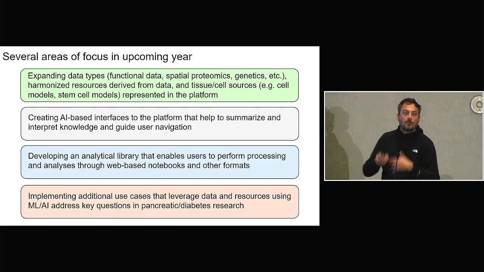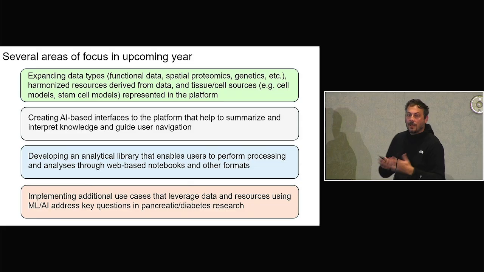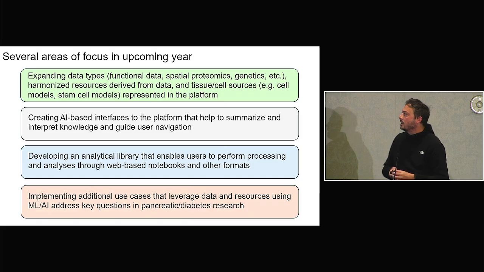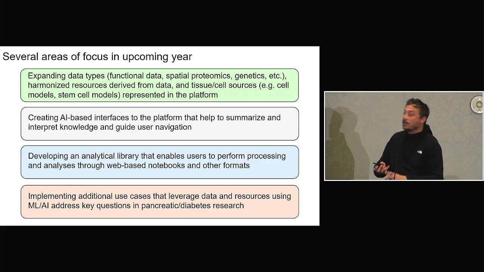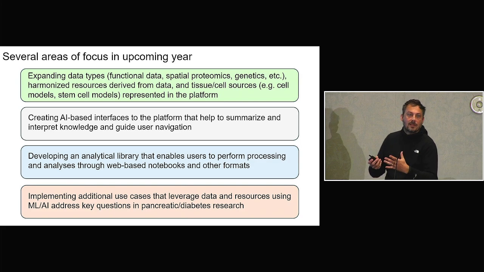What are we doing now, and what are the areas that we're moving into in the upcoming years? So one is expanding the data types that are represented in the platform. To date, a lot of the information that we've collected is genomics, gene expression, regulatory element activity, genomic type data, but as I mentioned at the beginning, there's all sorts of different data types collected in the pancreas: functional data, spatial data, proteomics, genetic data, et cetera. So expanding the representation of data, as well as the resources that we derive from these data and their representation in the platform.